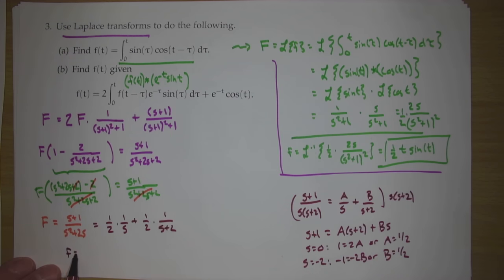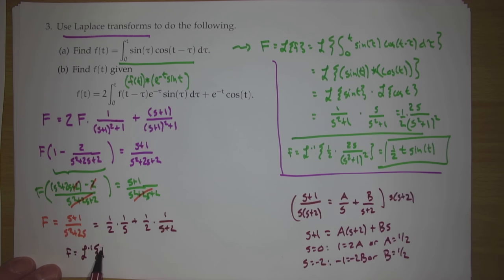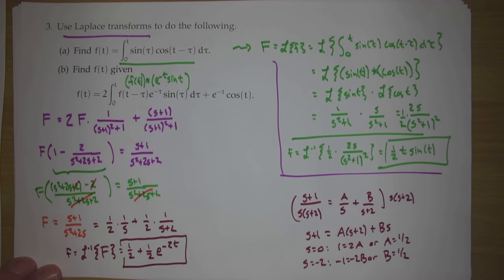So f, which is the Laplace inverse of big F, is 1 half times the Laplace inverse of 1 over s, which is 1, plus 1 half times the Laplace inverse of 1 over s plus 2. Well, that's s minus minus 2, which becomes e to the minus 2t. So 1 half plus 1 half e to the minus 2t. Yes? Good?